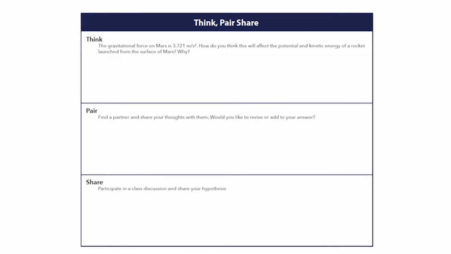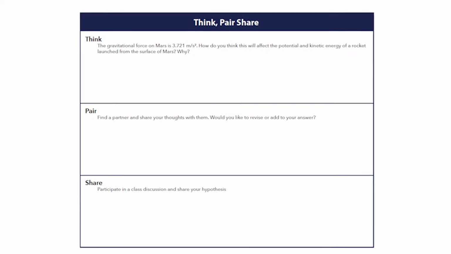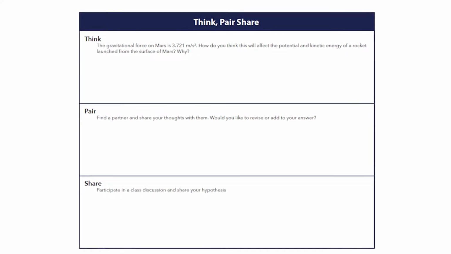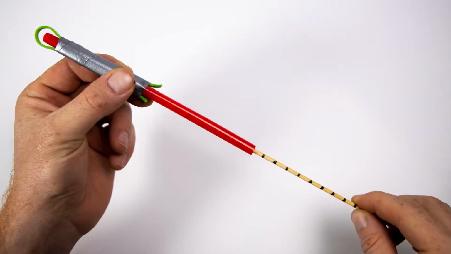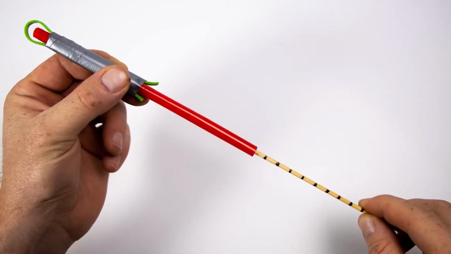Then, students will complete a think, pair, share activity to ensure that they understand the problem and the essential question of this lesson. Now let's move on to the Imagine section, where students can brainstorm and research ideas. Typically, it's a hands-on activity. In this unit plan, students will be building and launching rubber band rockets.